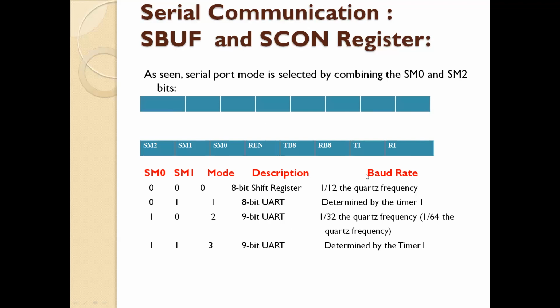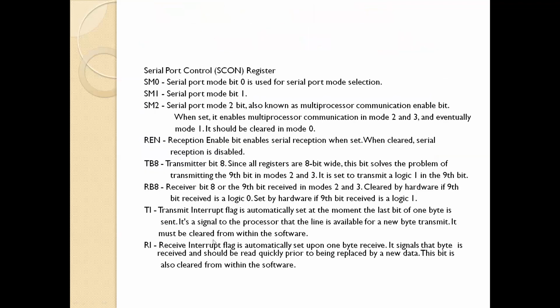The next term we are going to see is baud rate. Baud rate means at what speed we are sending the data, how many bits you are sending per second. That we call baud rate. Out of these 4 modes, in 2 modes the baud rate will be decided by the settings you make in timer 1, and in the other 2 it will be decided by the crystal frequency you are connecting. So what are mode 0, mode 1, mode 2, mode 3? We'll see in detail.